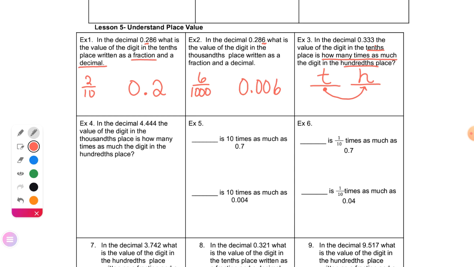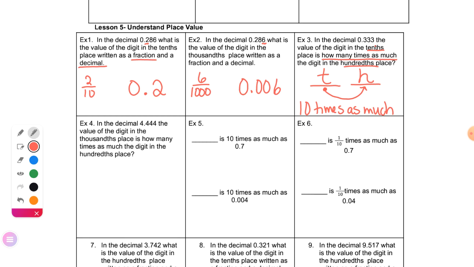So what's my answer? Times 10. It's not times 10. Elise? The tenths is 10 times as much as the hundredths. So 10 times as much, because our arrow is pointing to the right.